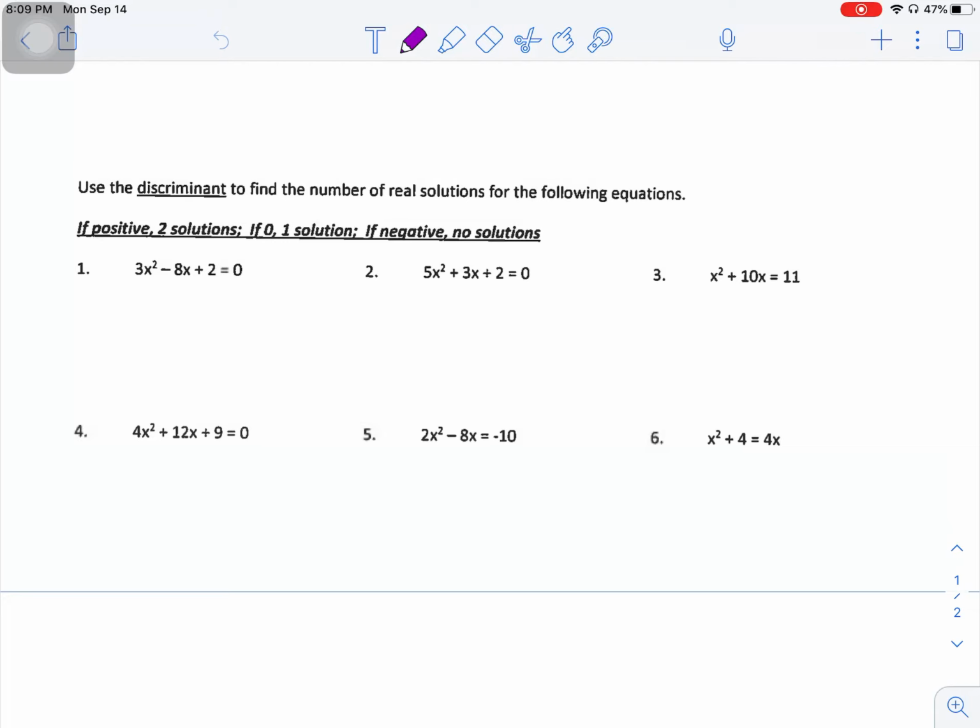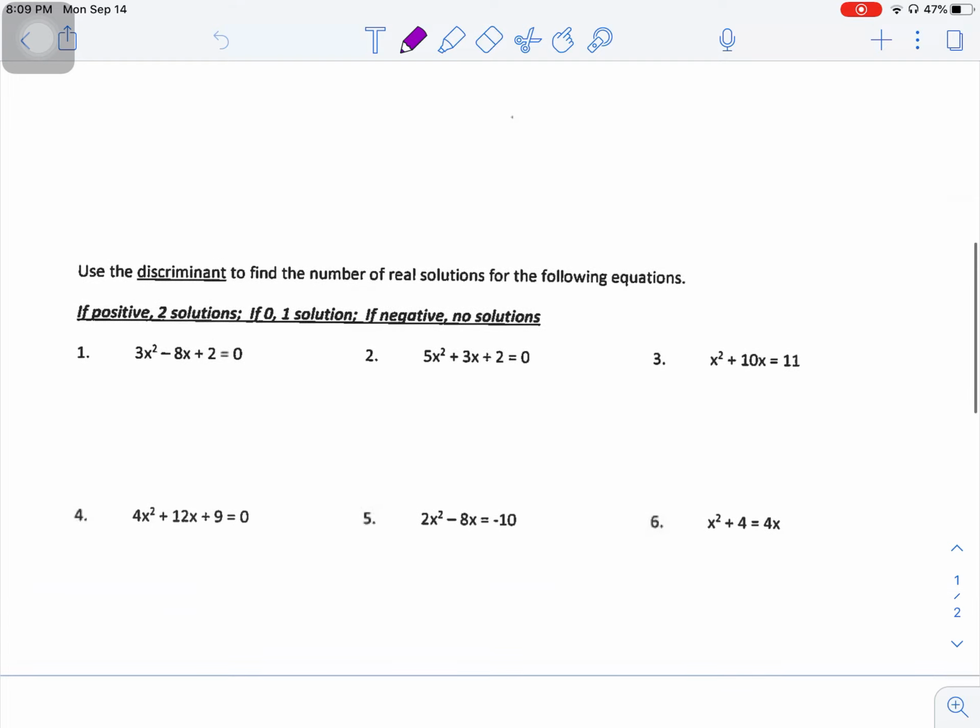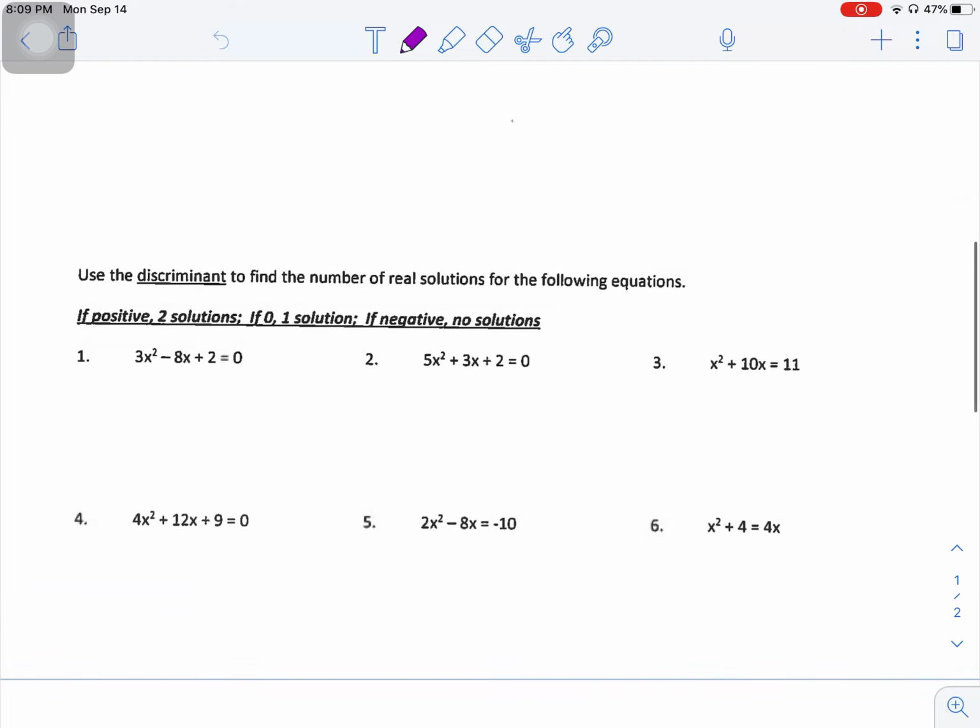All right, in this video I'm going to talk about the discriminant, what it is, and what it tells us. All of us by this point are probably familiar with the quadratic formula. If you haven't seen it in a while, let me give you a brief little refresher here.